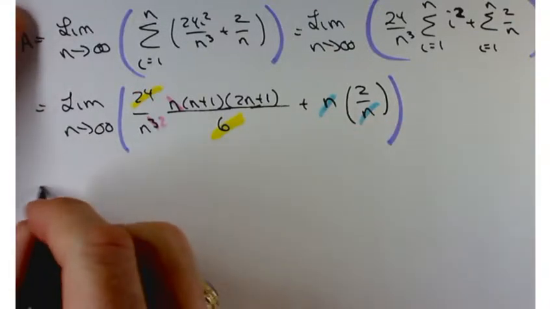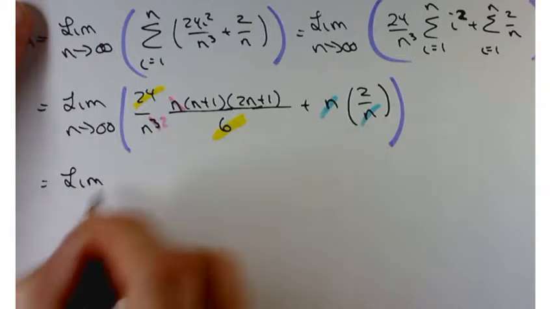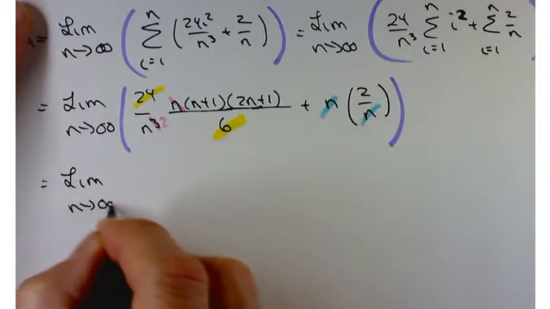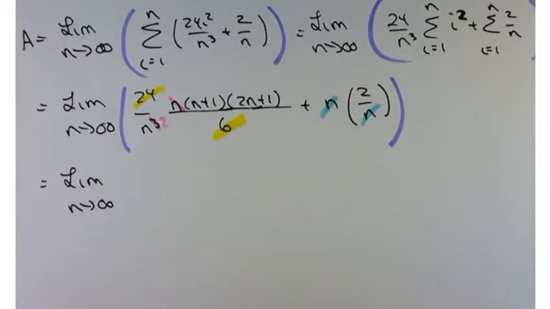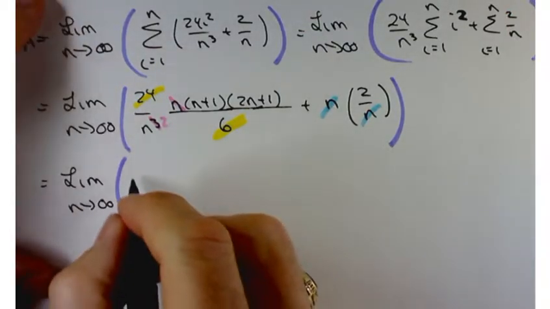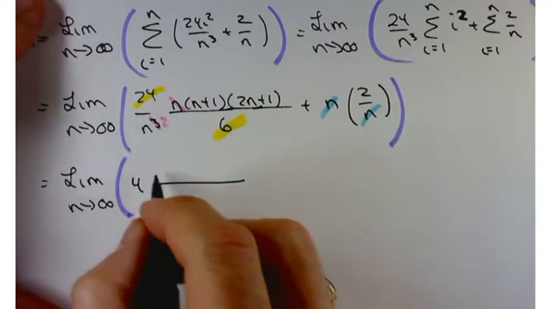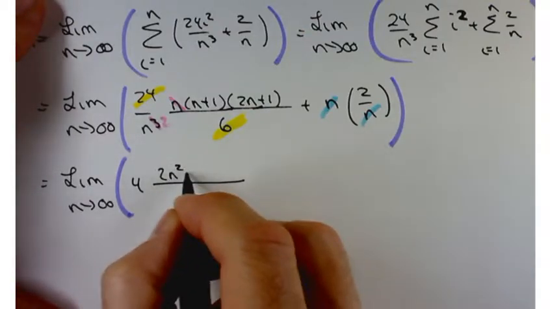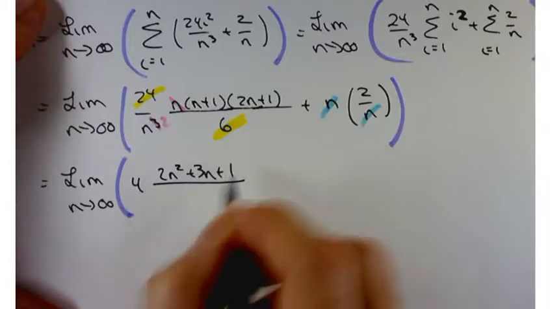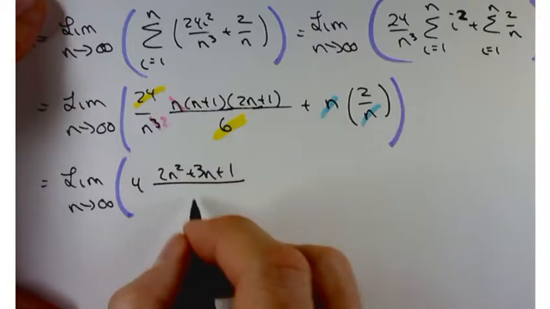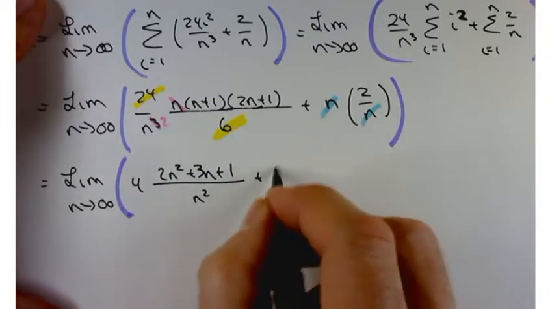Okay, so there's some simplification we can do here. 6 and 24, let's simplify those. So that's going to be a 4 out in front, and we can get rid of one of the n's here, so that'll become a 2. And then likewise over here, the n's will just cancel altogether. So let's see what we have next. Limit as n approaches infinity of 4, and we distributed this before, that's going to be 2n squared plus 3n plus 1 over n squared, plus 2.